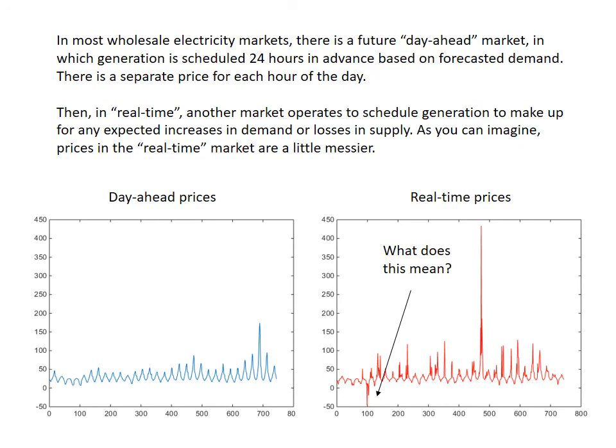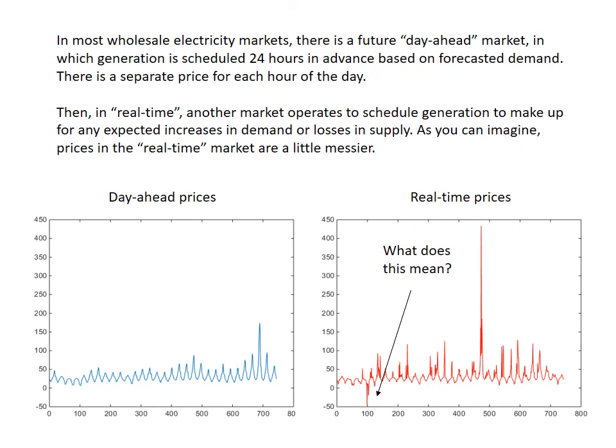And one thing to note in particular, you have this period in the real-time market at about time period 100, where the real-time price of electricity actually goes negative. And what that means is that there's an oversupply of generation on the system. So there's too much electricity and not enough demand. And that, by the way, causes pretty significant issues.